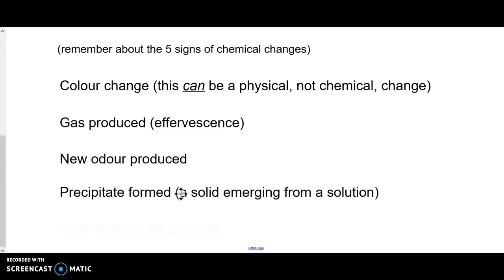If we're mixing 2 liquids or 2 solutions and suddenly a solid is formed, that's called a precipitate. That's a sign that something brand new that wasn't there before has been formed. And finally, if heat or light is given off, that's a sign that a chemical reaction is taking place.